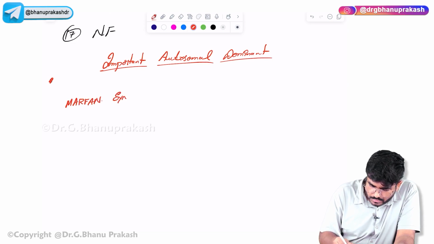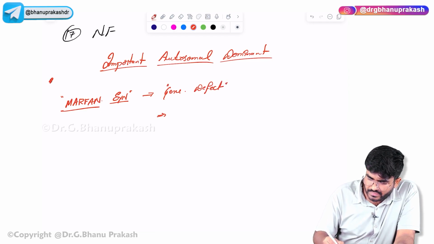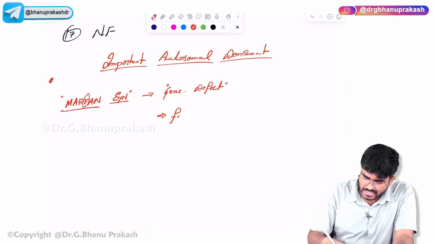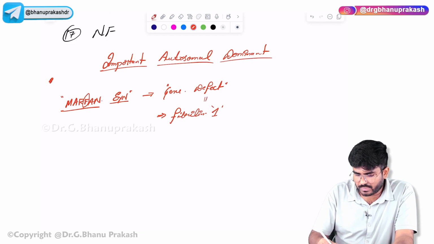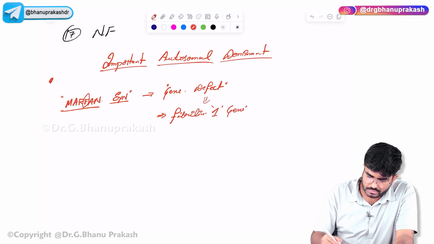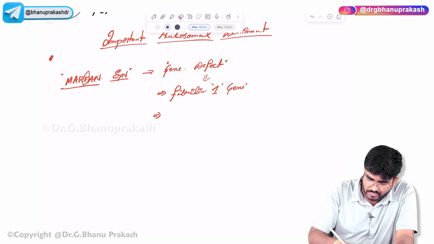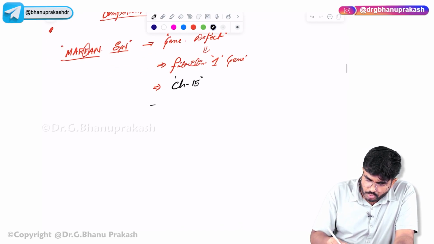Marfan syndrome. So, in this Marfan syndrome, what is the gene defect? Which gene is defective? The gene is fibrillin. I used to remember like Marfan, the F word, that F stands for fibrillin. Fibrillin 1 gene is defective. Fibrillin 1 gene is present on chromosome number 15. Okay. So, which protein is defective?